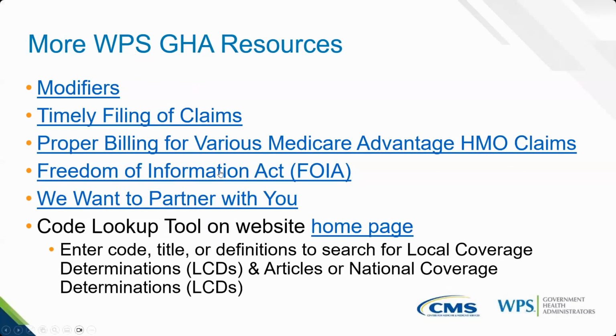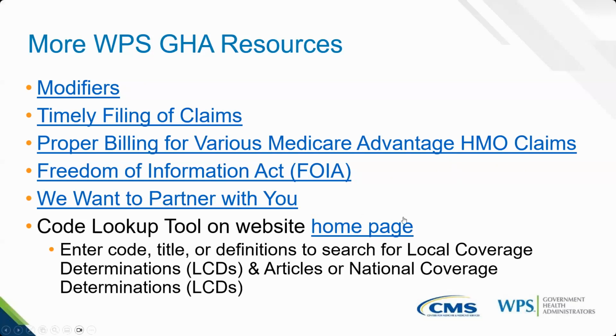Freedom of Information Act is where you can request specific denial information or claims history, not claims history, rejection and denial information for your provider entity. There may be a cost associated. We want to partner with you is a link to an article. So for example, if you belong to a gastroenterology specialty society or organization and you're looking for a speaker, you want to partner with WPS-GHA for a presentation, that tells you how you can go about requesting a speaker.